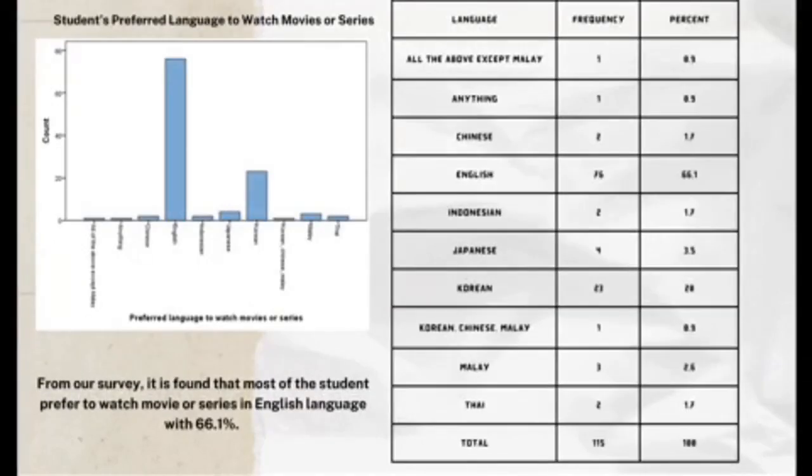Student period of time watching movies or series. Most of the students watch movies or series occasionally, which is 38.3%. Moreover, the percentage of students who watch movies or series at least once a week is 33.9%. Lastly, only 27.8% of respondents frequently watch movies or series in a week.